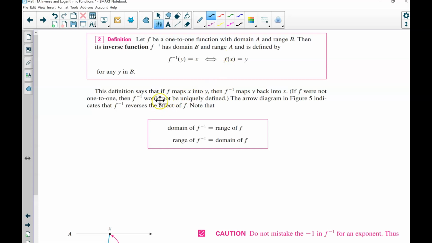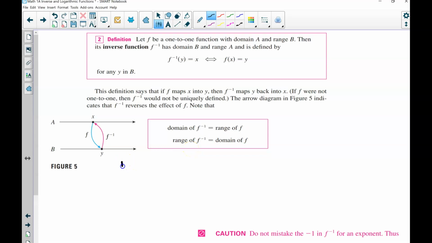Now this definition says that if f maps x into y, then f inverse maps y back into x. That means that if f were not one-to-one, then f inverse would not be uniquely defined. So the arrow diagram that you're going to see right here indicates that f inverse reverses the effect of f. And note that the domain of f inverse is the range of the original function, and the range of f inverse is equal to the domain of the function.